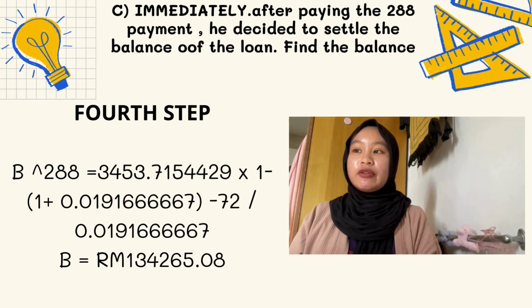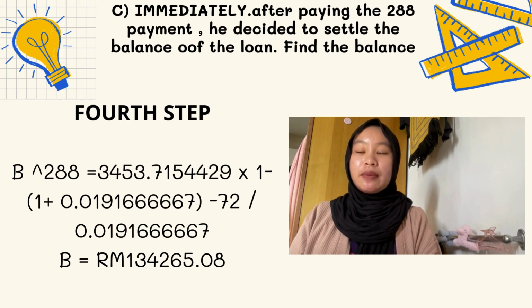Question D is, if he fails to pay the first 5 monthly payments, find the amount he has to pay on the 6th payment in order to settle the outstanding arrears. The formula is S equals R [(1 plus I) to the power of N minus 1] divided by I. S equals 3453.72 [(1 plus 23/6000) to the power of 360 minus 1] divided by 23/6000. S equals 3453.72 times 773.33, and the answer for S is RM 2,670,865.288.